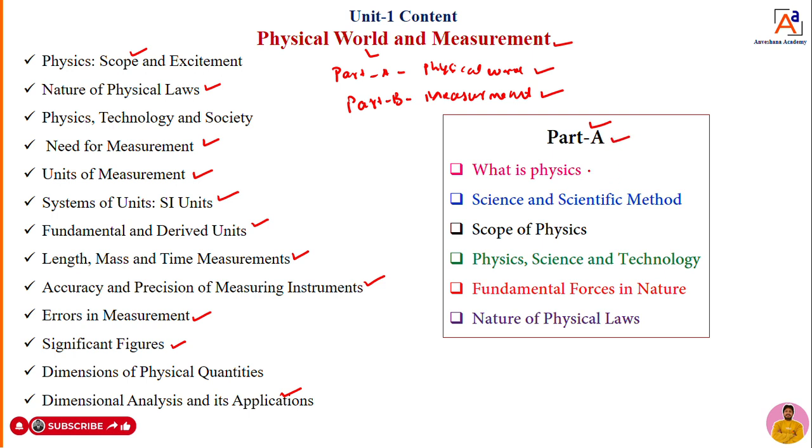What is the content of part A? You can see here now. In part A, we're going to discuss what is physics, science and scientific method, scope of physics, physics, science and technology, what are the fundamental forces in nature, and what is the nature of physical law. These things we are going to discuss in first unit, part A.